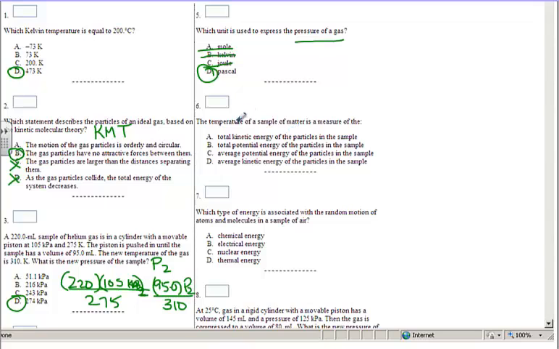Temperature of a sample of matter is a measure of the what? Total kinetic energy, total potential energy, average potential energy, or average kinetic energy. I've said it over and over, average kinetic energy.